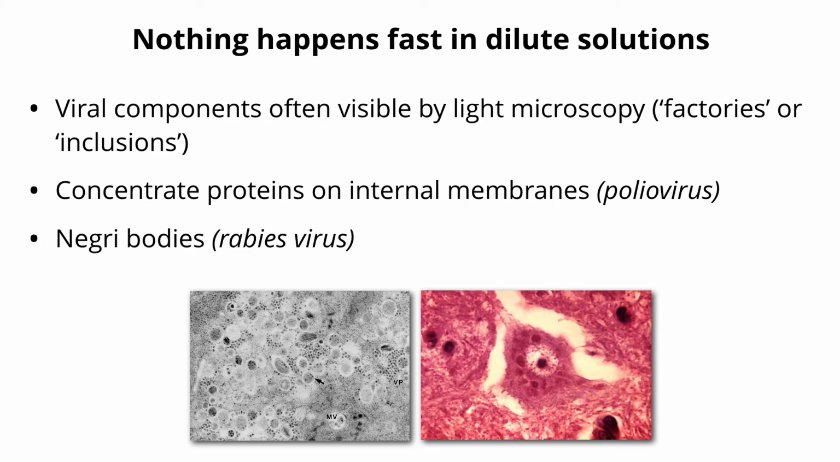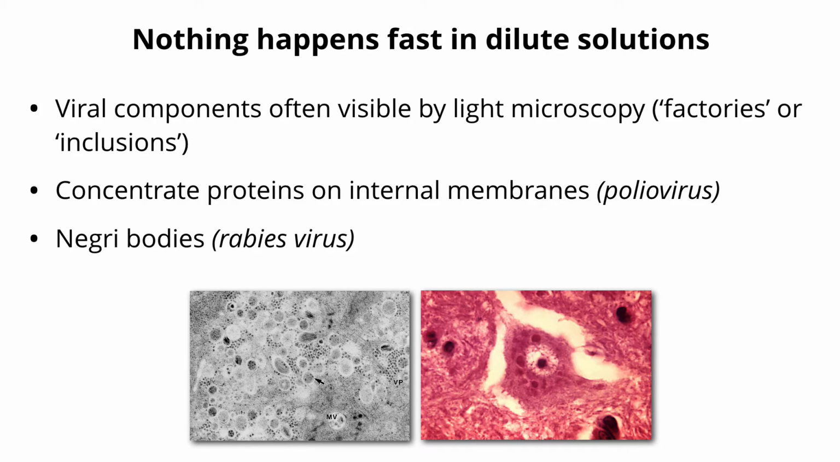A second one is on this slide. Nothing happens fast in dilute solutions, and viruses make things concentrated so that assembly reactions go quickly. And in fact, we've talked a little bit about how this applies to RNA synthesis. I told you that many RNA viruses synthesize their genomes on the surfaces of membranous vesicles to concentrate the components.